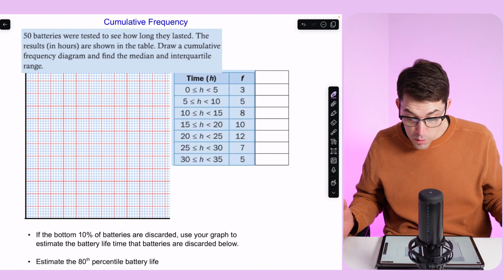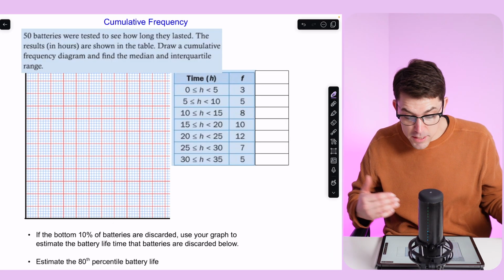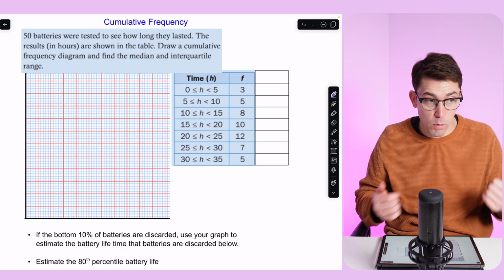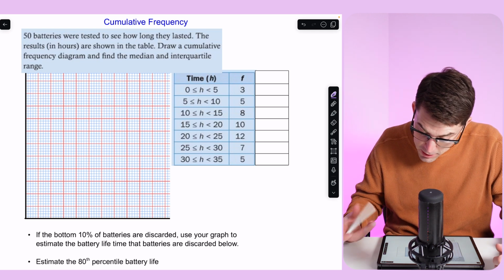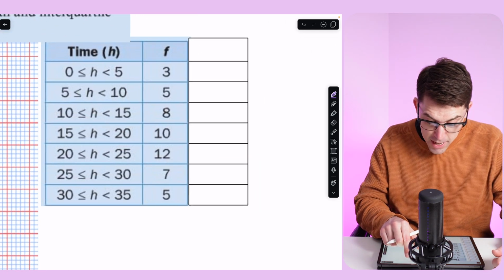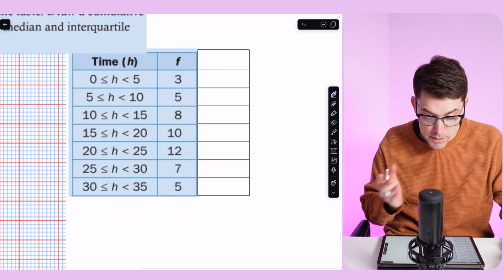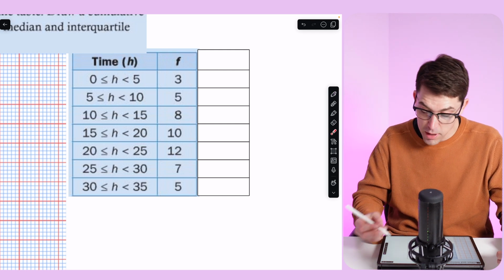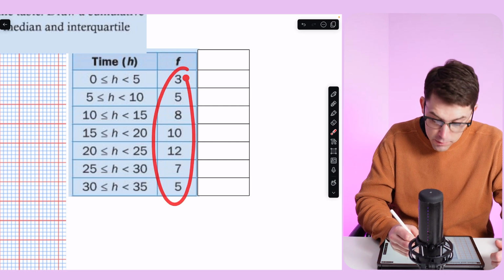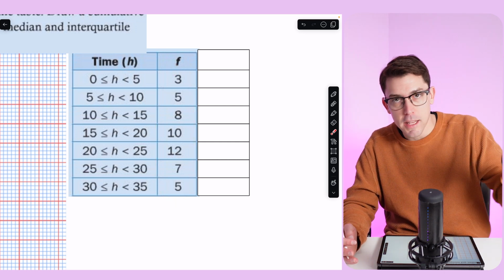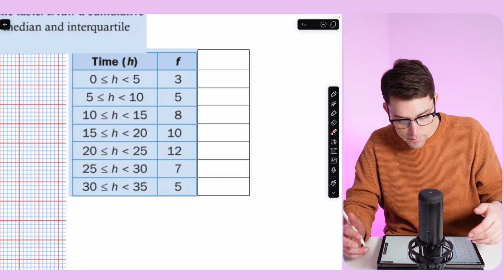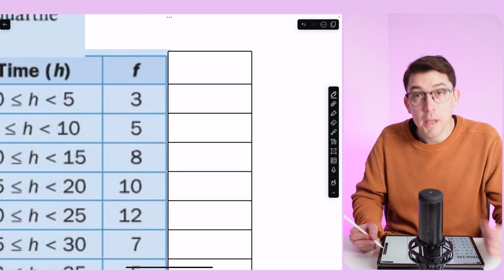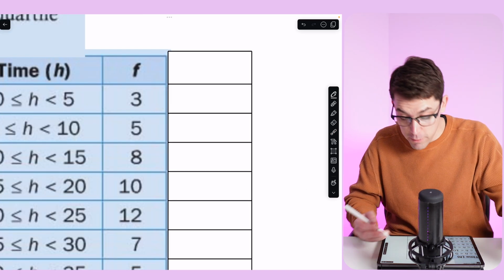Cumulative frequency. So let's say in this example, we're given 50 batteries that were tested to see how long they would last. And the results are shown in this table. And let's draw a frequency diagram to find the median and interquartile range. Now, let's think about this. If I am given the time as a range, so let's say these batteries last between 0 and 5 hours, 5 and 10 hours, 10 to 15 hours, 15 to 20 hours, so on and so forth. And then this is the number of batteries that lasted in each of those time intervals. But let's create a new box that says cumulative frequency.